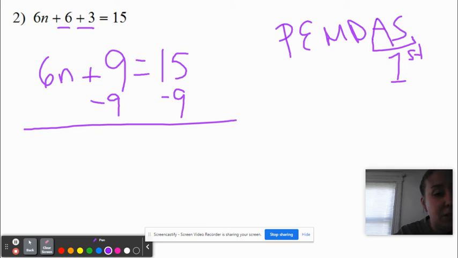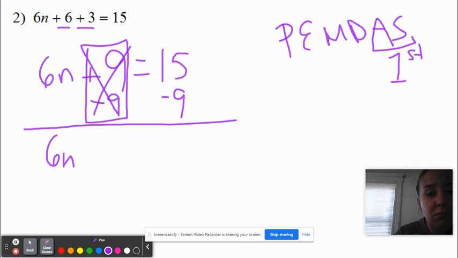The 6n just comes down. And 9 minus 9 is nothing. That's why we did that. Equal sign comes down. And then 15 minus 9 is 6. So now we have 6n equals 6.